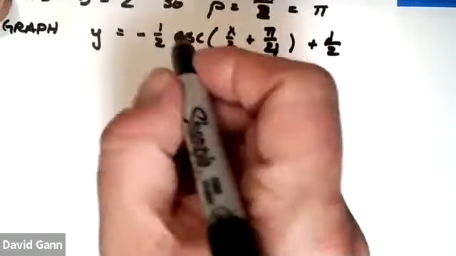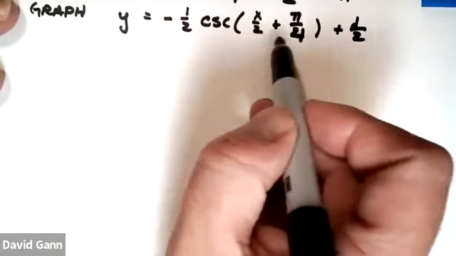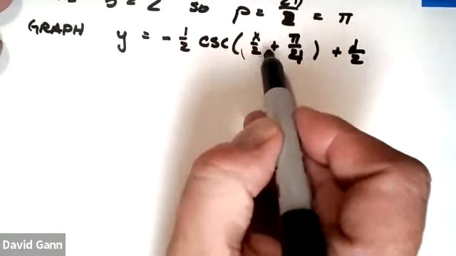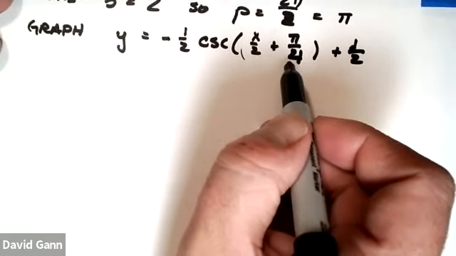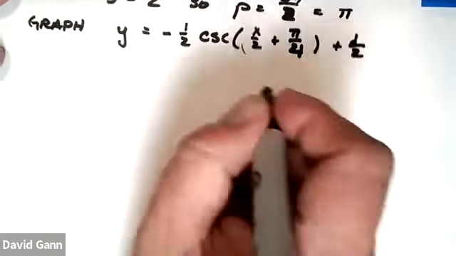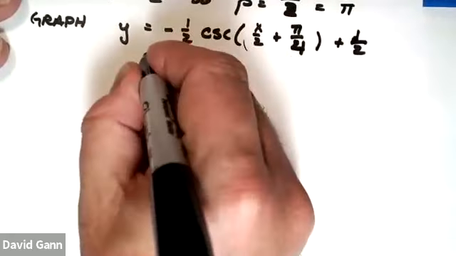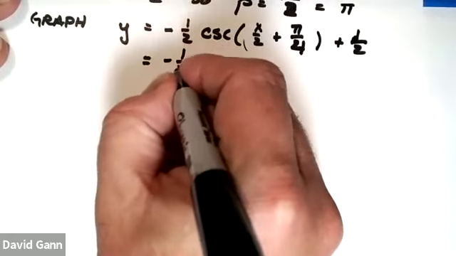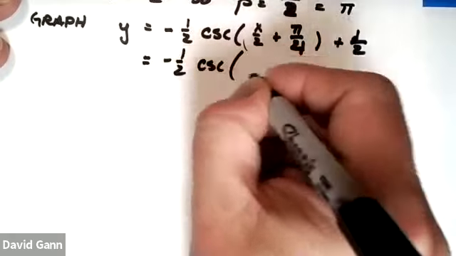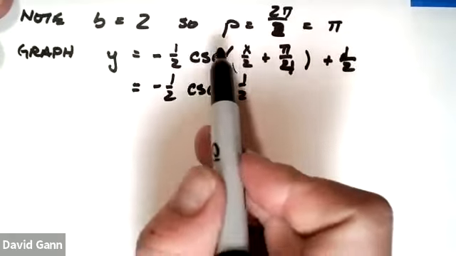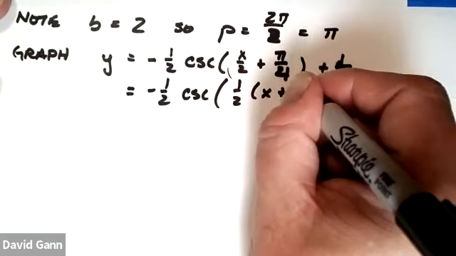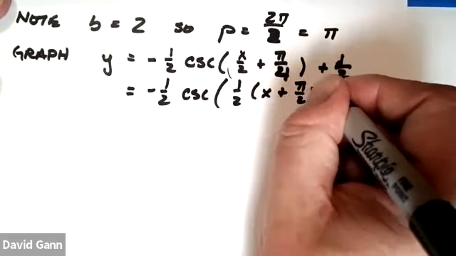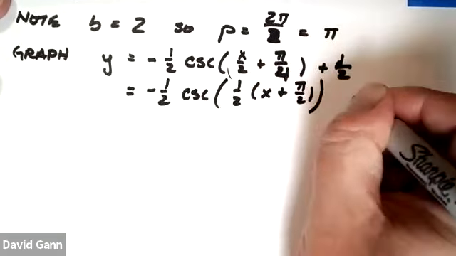Okay, so the first thing, just like we've done previously, when you have a non-b value with the vertical or horizontal shift, you have to do this factorization first. You don't have to, but it really does keep things organized. So we have negative 1/2 cosecant of 1/2 is the quantity I'm factoring out. And so I'm left with x plus pi over 2, then plus 1/2.